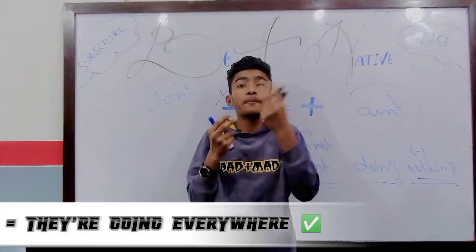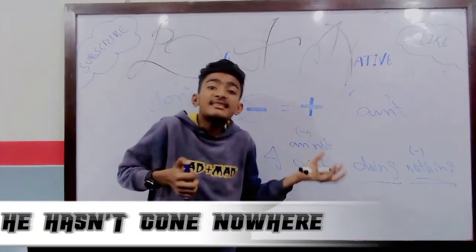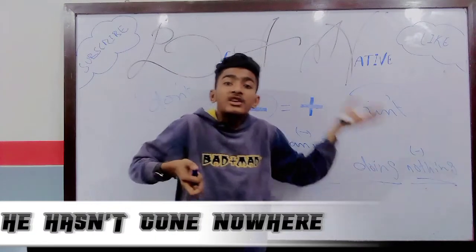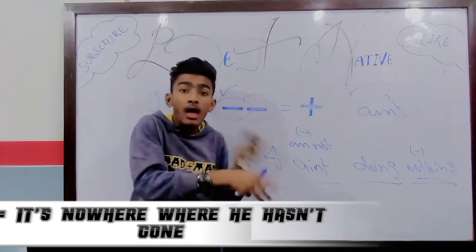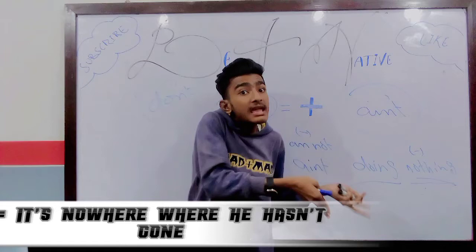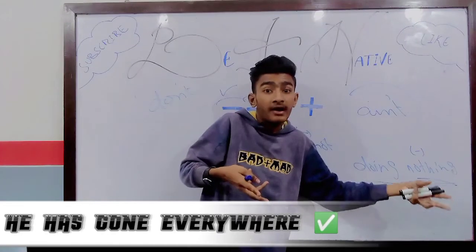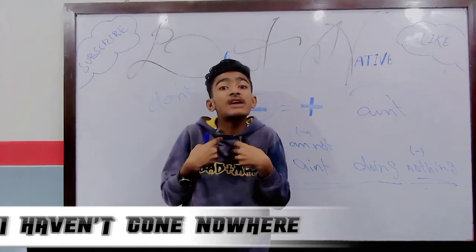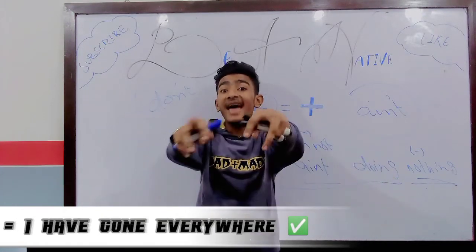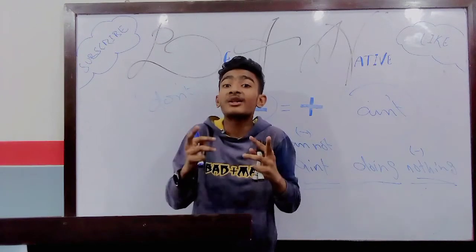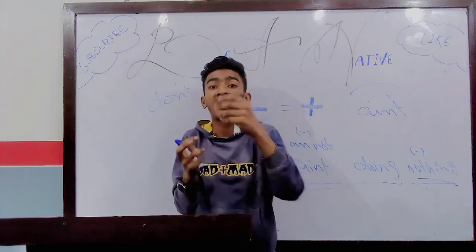So similarly, if you place the rest of the two sentences, you can say that he hasn't gone nowhere. So you can say there is nowhere where he hasn't gone. So you can say he has gone everywhere. You can say I haven't gone nowhere, which means that I have gone everywhere. So that's the magic, and that's the most critical question. That's the most confusing sentence in American English, which is going to help you a lot.